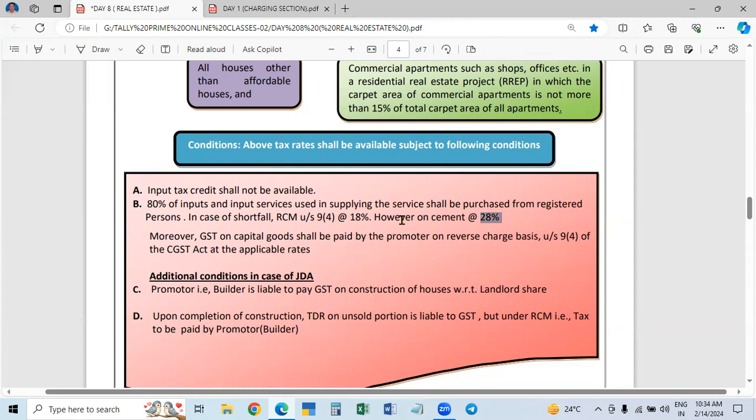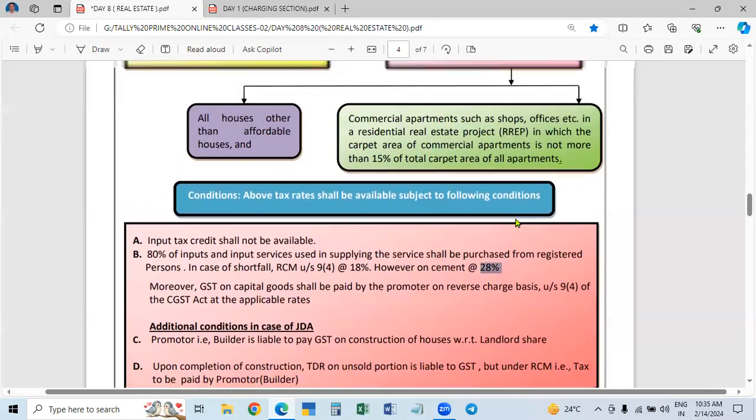So we cannot purchase only from the unregistered person either. Up to 80% you have to purchase from the registered person. Only 20% is allowed from the unregistered person, then it's okay. Otherwise, for the shortfall, we have to pay tax under RCM at 18%. In the case of cement, we have to pay 28%.